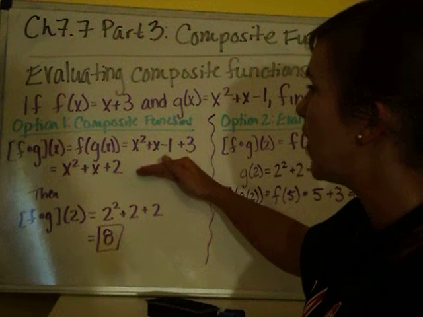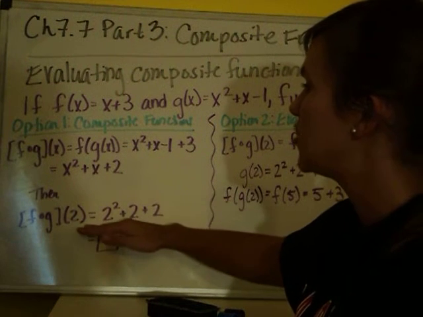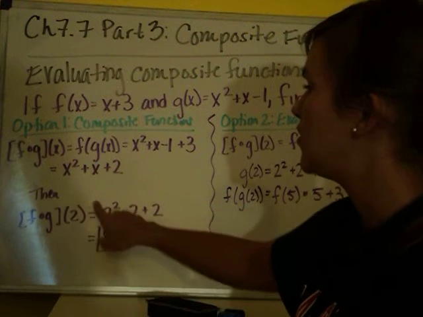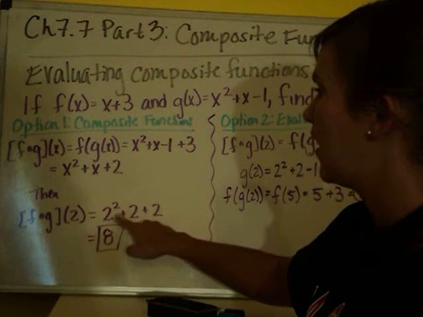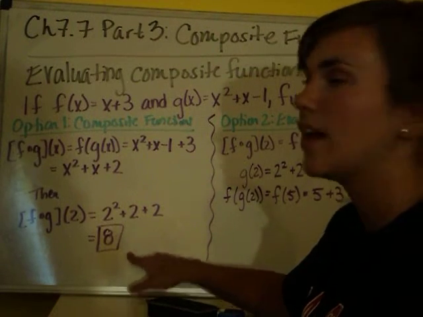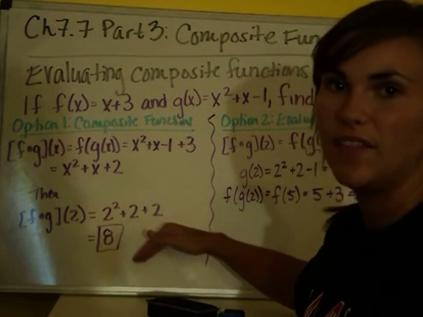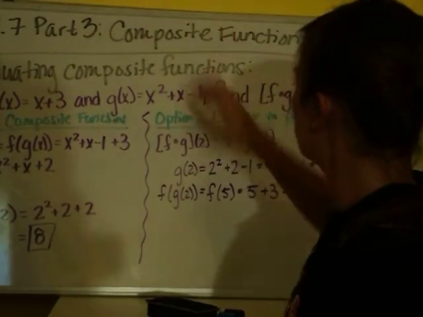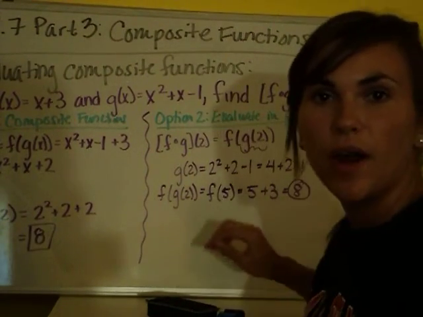Once you composite the functions, then you can just evaluate. If we're evaluating at 2, we put a 2 wherever x is, and then simplify. 2 squared is 4, plus 2, plus 2 is 8. So you composite first and then evaluate. Our other option is to evaluate in two parts.